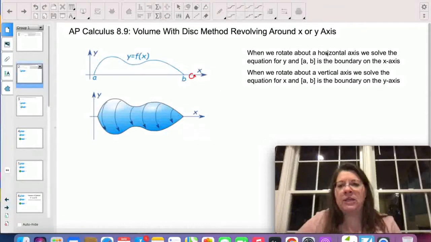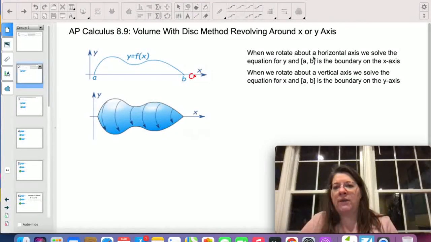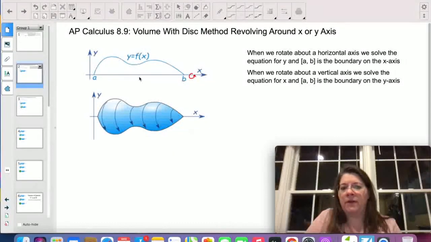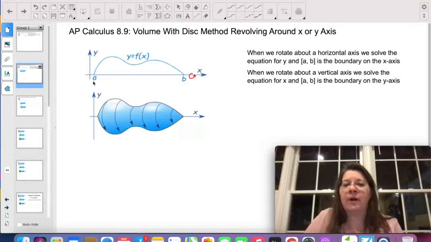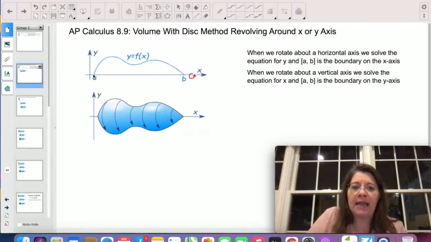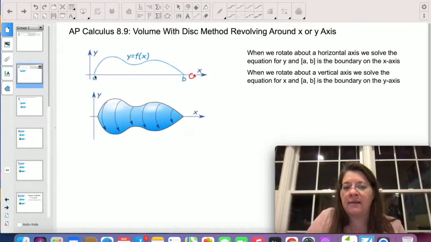Now, a couple things you need to know. If they tell us that we're revolving or rotating about a horizontal axis, so if we're revolving around something like the x-axis, or we're revolving around something like the line y equals 5 or y equals -3, okay? Then if it's a horizontal axis that we're revolving around, then the equation has to be solved for y, and your a and b are going to come from the x-axis. Your a is the furthest left that your f of x function is on the x-axis, and your b is the furthest right point that your f of x function is on the x-axis.